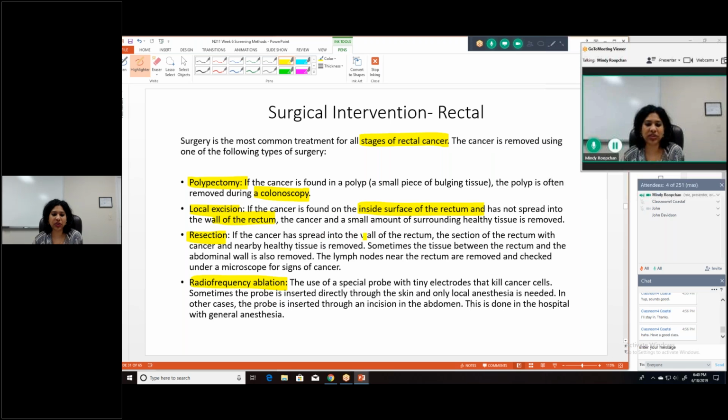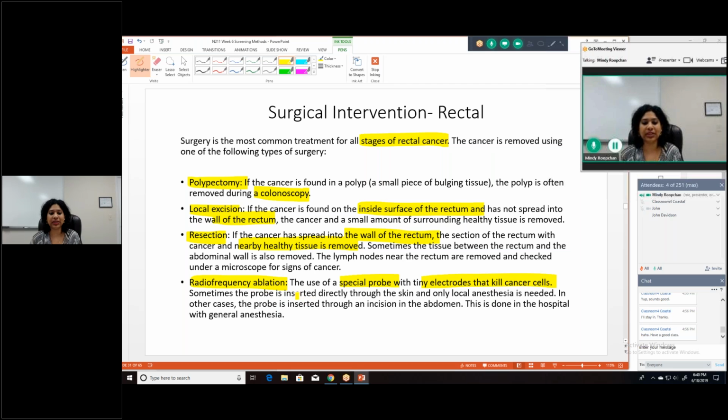Resection is going to be if the cancer is spread into the wall of the rectum. The section of that rectum with cancer and the nearby healthy tissue is then removed. Sometimes the tissue between the rectum and the abdominal wall is also removed. They check the lymph nodes near the rectum for signs of cancer. And then radiofrequency ablation, the use of a special probe with tiny electrodes that kill the cancer cells.